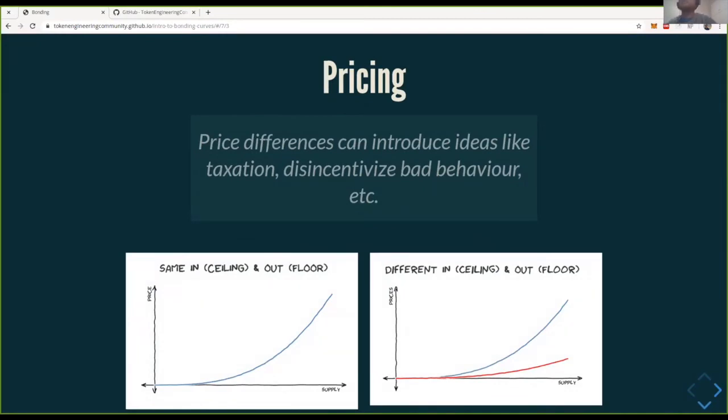Pricing, so price differences. Basically on the left, you can see a bonding curve, as we saw earlier, a very basic bonding curve where you've got the same price for buying in as well as selling out. If you were to introduce a different curve for buying in and selling out, you could introduce the idea of taxation. You could disincentivize bad behavior by having this sort of cost for selling out of a market or bonding curve.